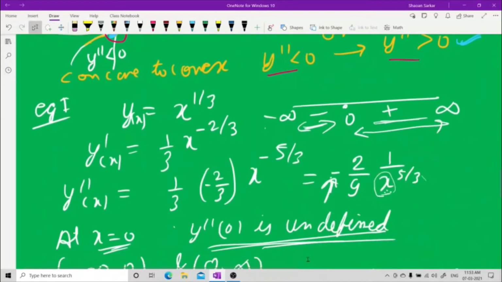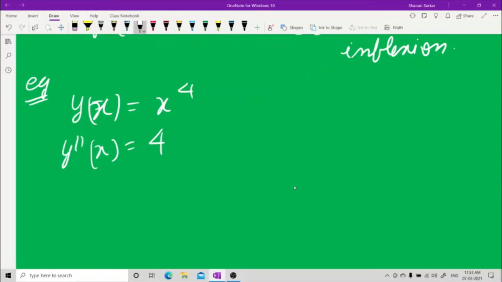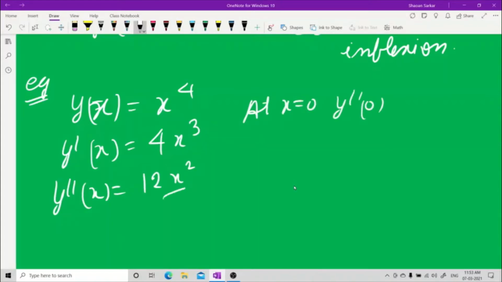This is the point. Now, another example. Let's take another example. y function of x is equal to x to the power of 4. y dash x is equal to 4x cube. Sorry, it is y double dash x that is 12x square. See, at x equal to 0, y double dash 0 is 0. यहाँ पे 0 put करो, 0 आएगा. Now in 0 to infinity and minus infinity, here it is a negative number and here is a positive number.